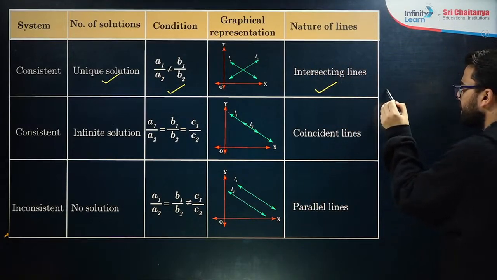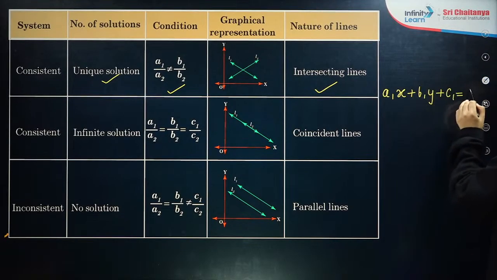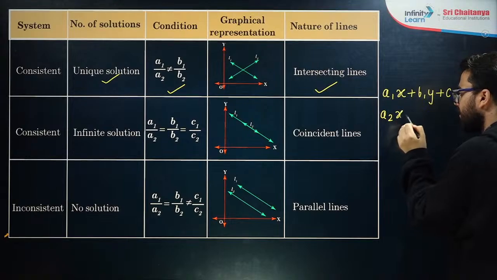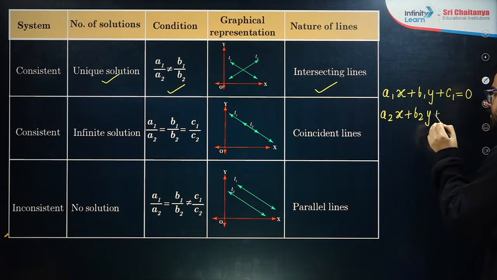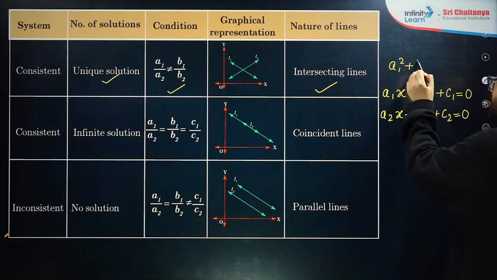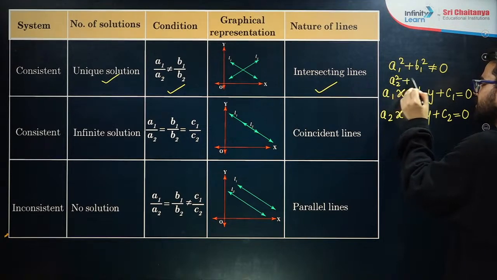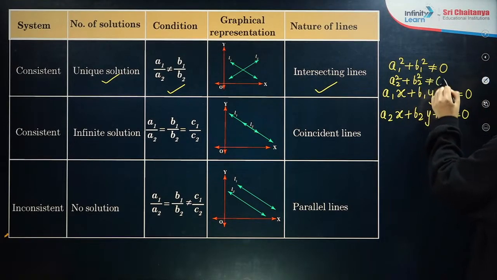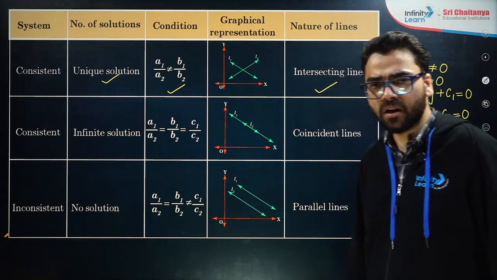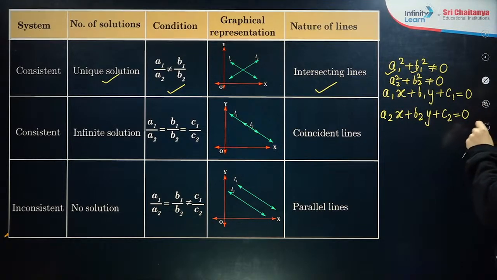Suppose you have a pair of linear equations like this: A1x + B1y + C1 = 0 and A2x + B2y + C2 = 0. And you must have seen this condition as well in books, that A1 squared plus B1 squared is not equal to 0, and the second thing is A2 squared plus B2 squared is not equal to 0. Is that clear, guys, up till here? So what does it mean? It means that A and B cannot be simultaneously 0. It cannot happen that both A1 and B1 are 0 at the same time, and it cannot happen that A2 and B2 are 0 at the same time.